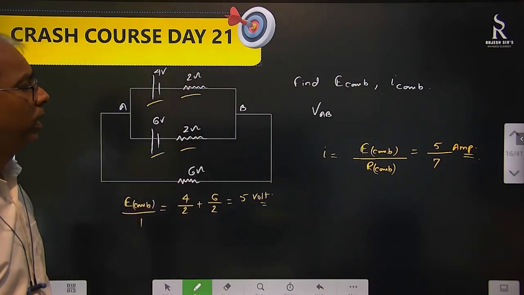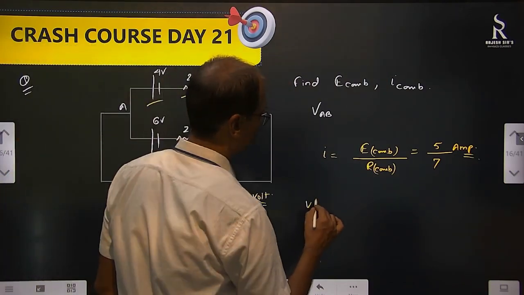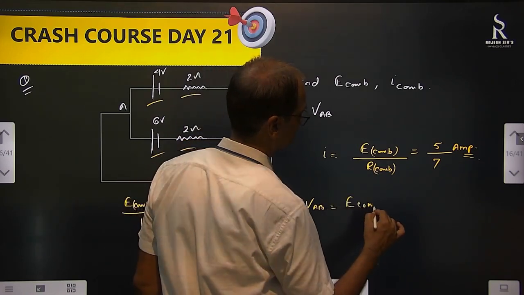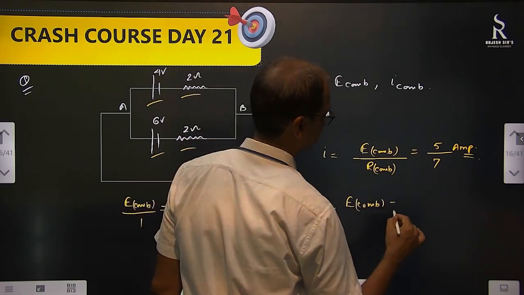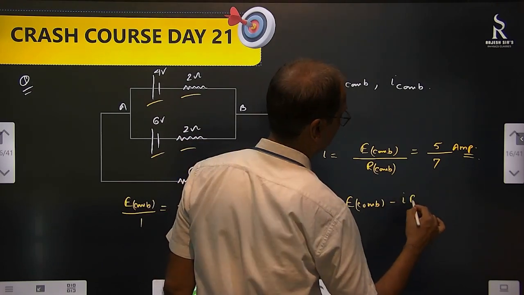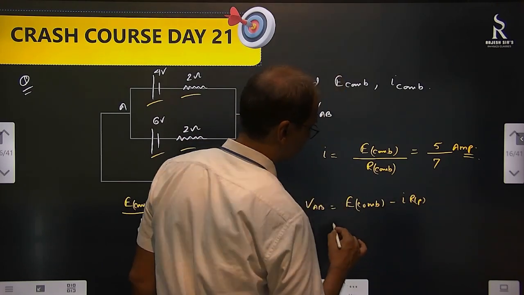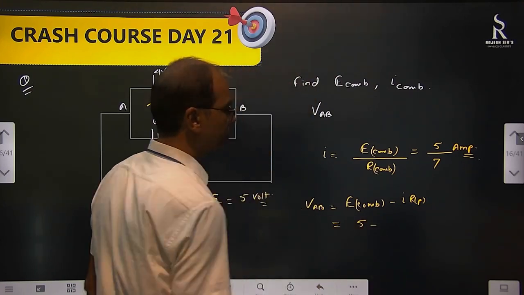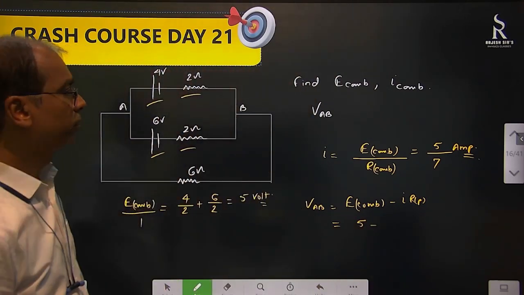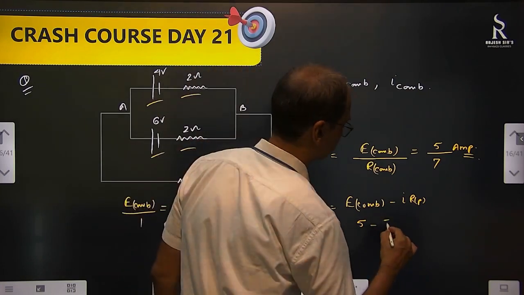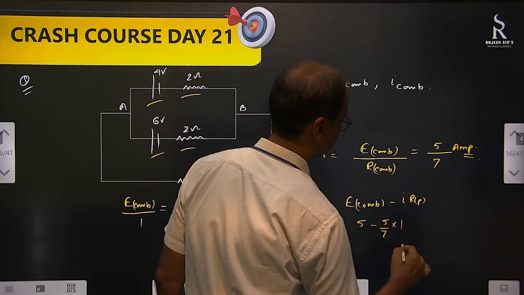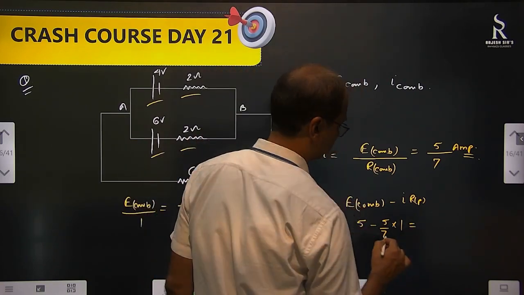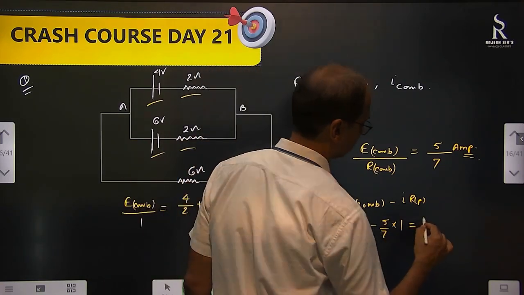Then VAB. VAB we know. E of combination minus I into RP, that is the parallel combination. So E is 5. I is 5 by 7. RP is 1. So 5 minus 5 by 7 volt is our answer. That is 35 minus 5, 30.